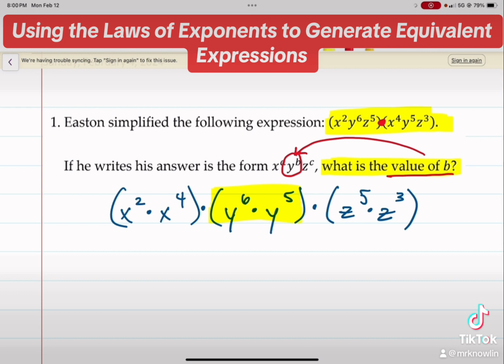Since we're multiplying exponents that have the same base, we add the exponents. So 6 plus 5 makes 11, which makes the value of b equal to 11.